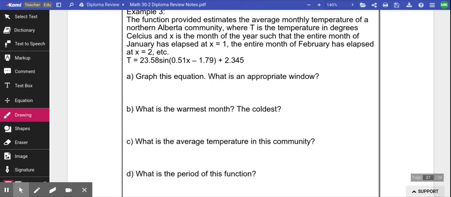Graphing this thing. Everyone knows how to put this into y equals, but we'll talk about it anyway. So you clear out anything in your y equals. You're going to enter 23.58 sine(0.51x minus 1.79), close the bracket, plus 2.345.